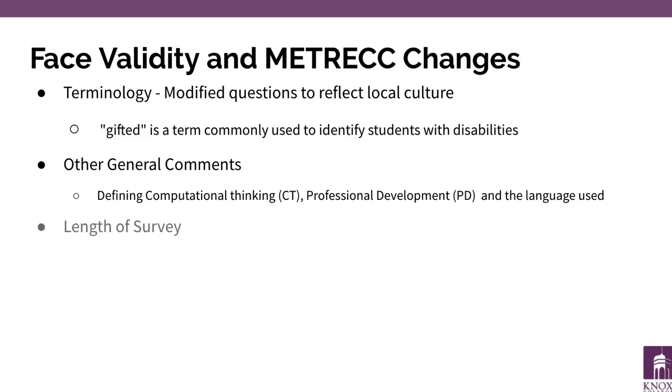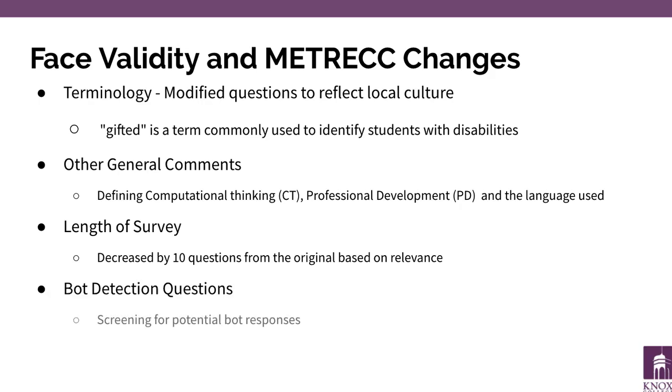The original survey consisted of 47 questions in total, and after the comments from the external reviewers, we brought it down to a total of 40 questions based on what was most relevant. To prevent bot infiltration, we added bot detection questions and also screened for potential bot responses based on response time. After all these changes, the resulting survey consisted of 36 questions and averaged 13.8 minutes to complete.